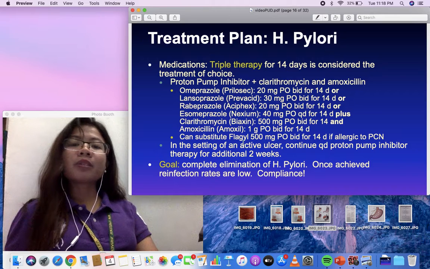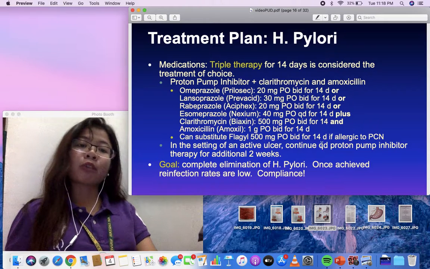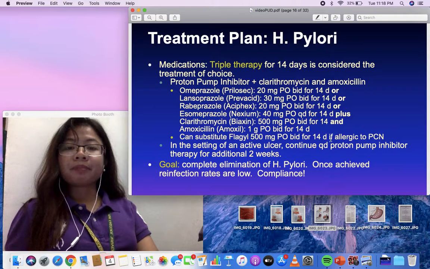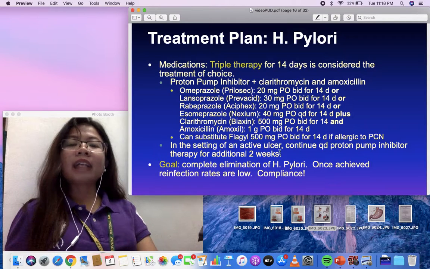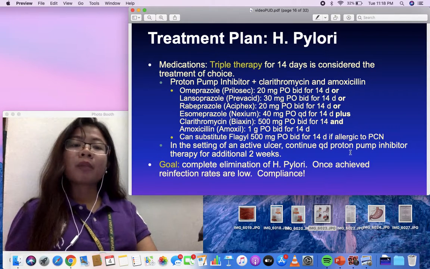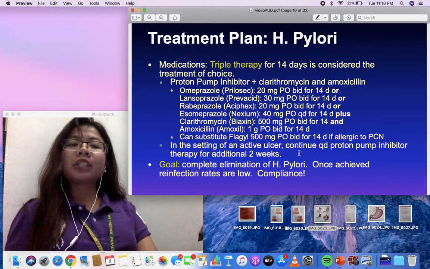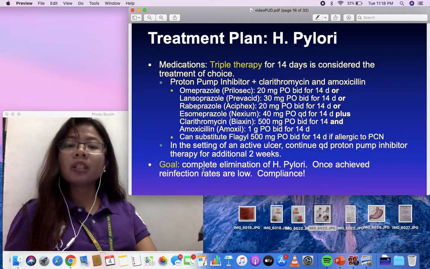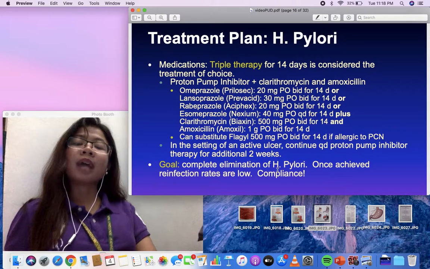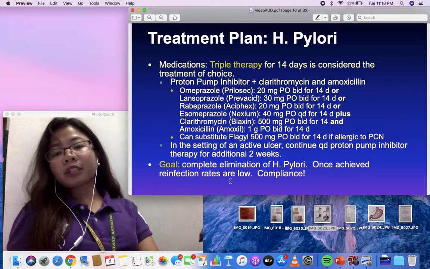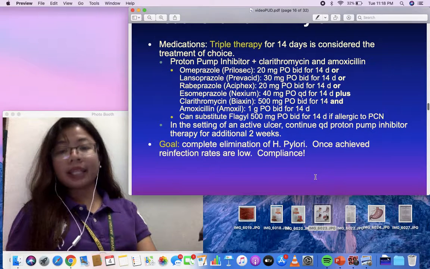Then you can substitute with Flagyl 500 milligrams per orum twice a day for 14 days if allergic to PCN. In the setting of an active ulcer, continue proton pump inhibitor or the PPI therapy for an additional 2 weeks. Our goal is complete elimination of Helicobacter pylori. Once achieved, reinfection rates are low. It's compliance.